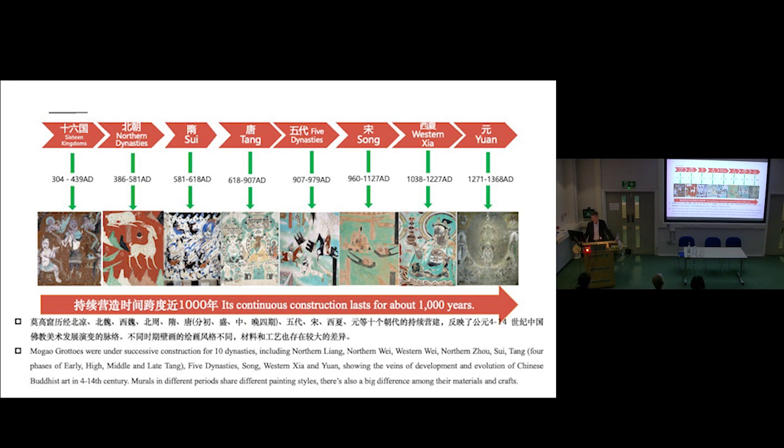So Mogao Grottoes and the successive dynasties include the Bei Liang, Bei Wei. These are Chinese dynasty names. Then Bei Zhou, Sui, Tang. The Tang Dynasty is divided into four periods: early, high, middle, and late Tang. Then the Five Dynasties, Song, West Xia, and Yuan show the veins of development and evolution of Chinese Buddhist art from the 4th to 14th century. Murals in different times have different painting styles. There is also big difference in their materials and crafts, the wall painting making techniques.